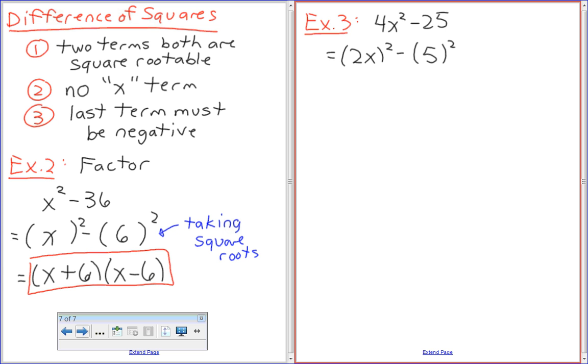All right, Kilty, be brave. What's our final answer here now? X plus 2. Nope. What you're going to use is not x, it's going to be whatever this number is, right? So 2x plus 5, and 2x minus 5. It's just whatever the square roots are.